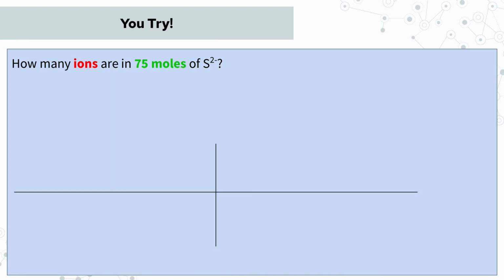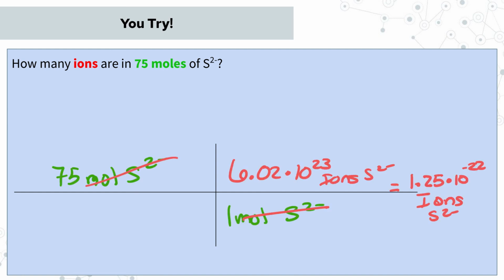How many ions are in 75 moles of S2 minus? When I do the calculations, I get 75 times 6.02 times 10 to the 23rd ions S2 minus is equal to 1.25 times 10 to the negative 22nd ions S2 minus.